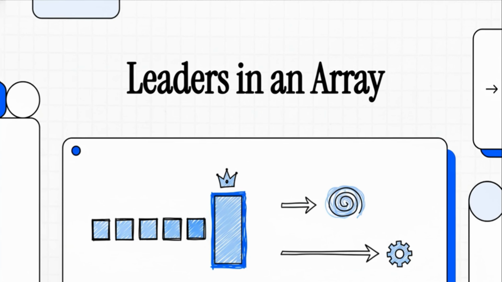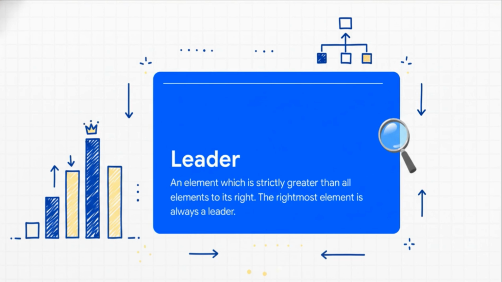All right, let's dive into a really cool and classic coding problem, finding the leaders in an array. This is a fantastic example of how just a small shift in how you look at a problem can lead to a way more efficient solution. So, first things first, what in the world is a leader?